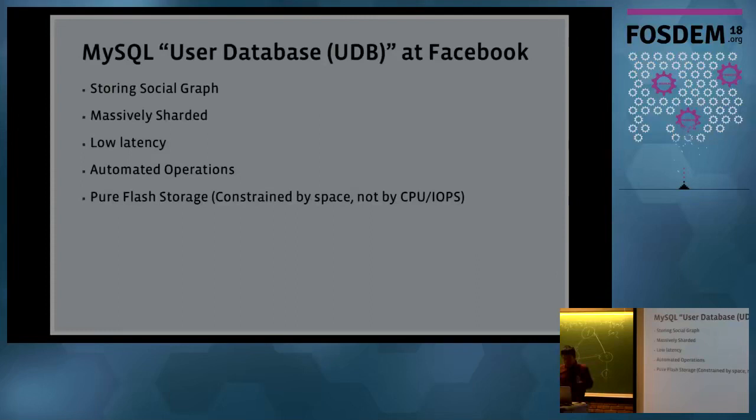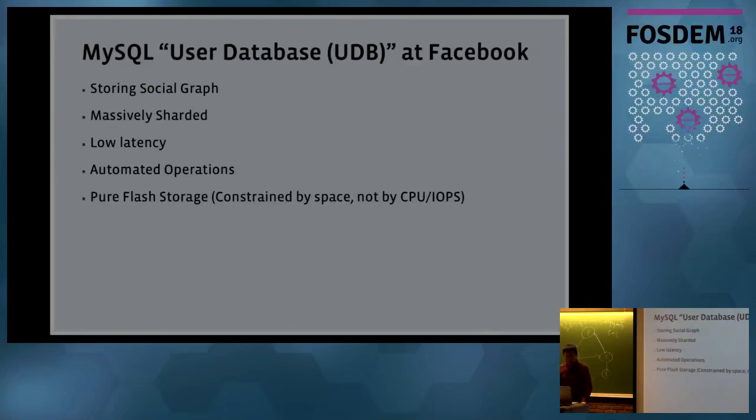So the UDB, the MySQL database, has to be fast enough. We take care to make it fast and reliable. And we don't run MySQL on the cloud, so we don't have AWS or Google Cloud backup or any other monitoring capabilities. We do it by ourselves, like automated master failovers, recoveries, provisioning, and backup and restore. So these common DBA activities are automated. And the last point is the main motivation of why we started the MyRocks project.